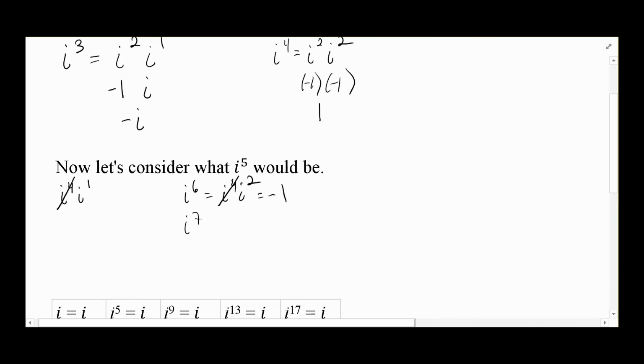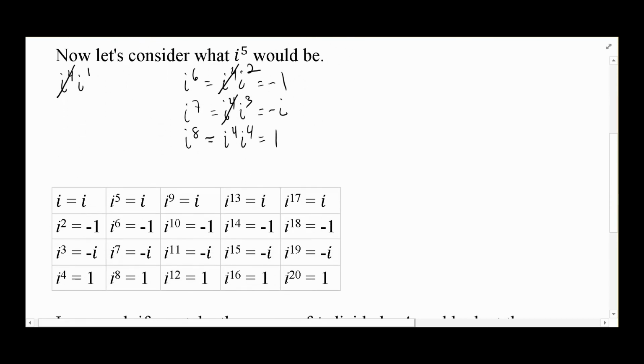And how about i to the seventh? Well, that would be i to the fourth times i cubed. i to the fourth is just 1. i to the eighth would be i to the fourth times i to the fourth, which is just 1 times 1. And so we can see that a pattern gets formed. If we know the first 4 powers of i, being i, negative 1, negative i, and 1, then they just keep repeating. Because i to the fifth is just i to the fourth times i to the first, and we keep on going and going.